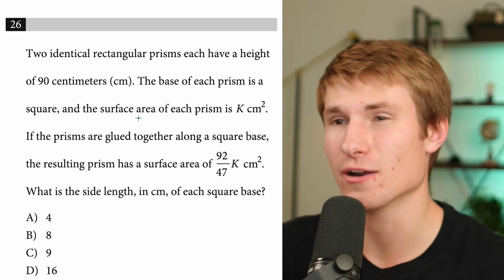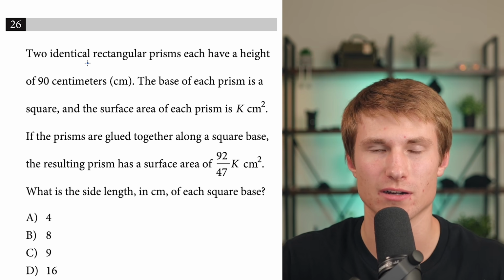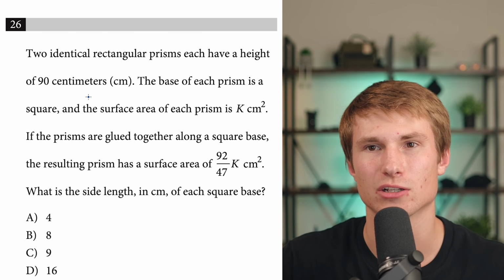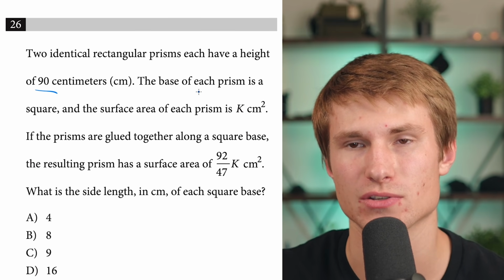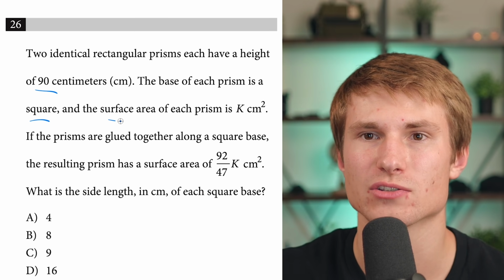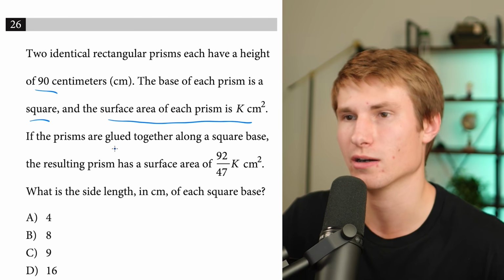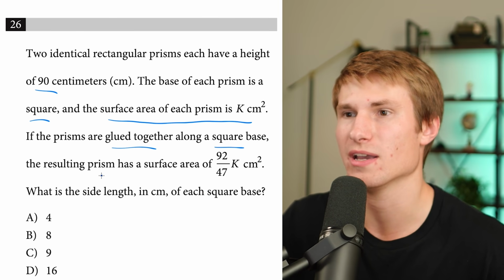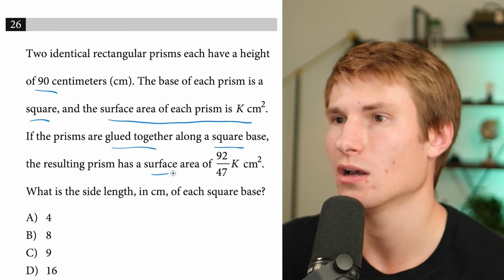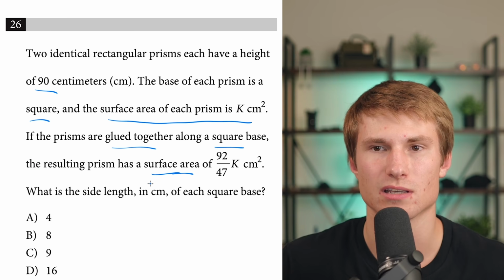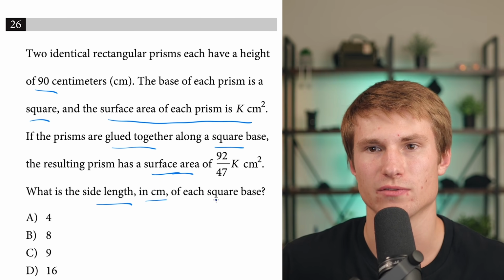Here's how to solve this very difficult SAT math question about surface area. Question 26 states that 2 identical rectangular prisms each have a height of 90 centimeters. The base of each prism is a square, and the surface area of each prism is k centimeters squared. If the prisms are glued together along a square base, the resulting prism has a surface area of 92 over 47 k centimeters squared. What is the side length in centimeters of each square base?